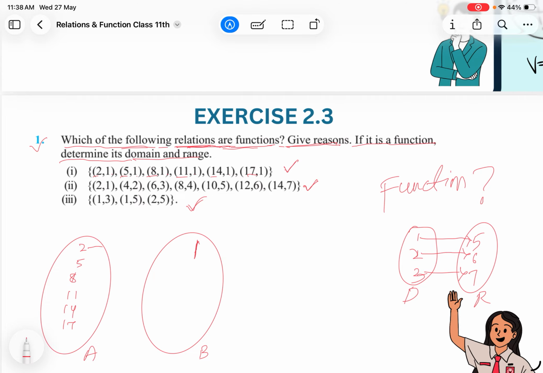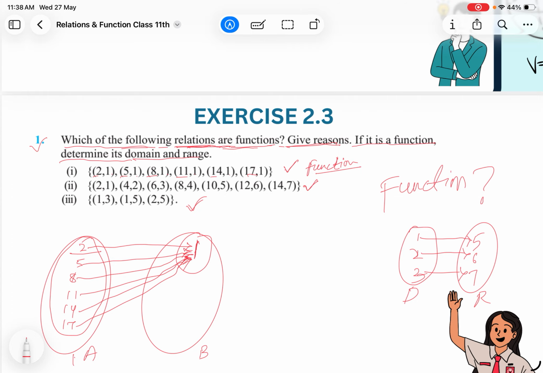So this input 2 has one output, right? This 5 also has one output. This 8 also has one output. 11 has the same, 14 has the same, and 17 has the same. So for this domain there is a single range, right? So for every input there is one output. So this is a function. Okay, if it's a function, then what is the domain and range? All these elements are the domain and this is the range.